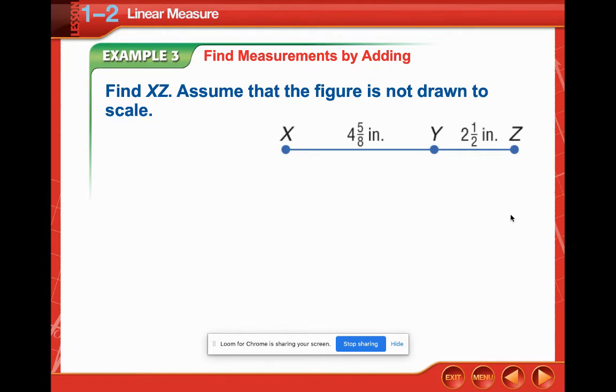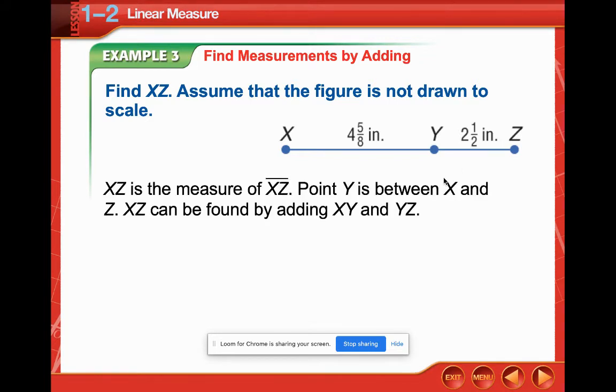So anyway, XZ is this whole segment, and we're given the measurement for XY, which is 4 5/8 inches, and then the measurement for YZ, which is 2 1/2 inches. So let's see how to figure this out. XZ is the measure of line segment XZ, so we need to figure out the measurement of the whole segment. Point Y is between X and Z, which means it's collinear and it's between them. XZ can be found by adding XY, 4 5/8 inches, and YZ.